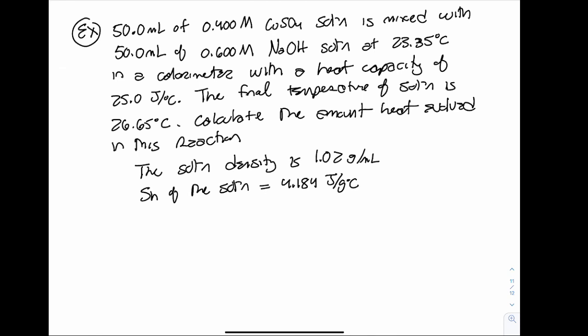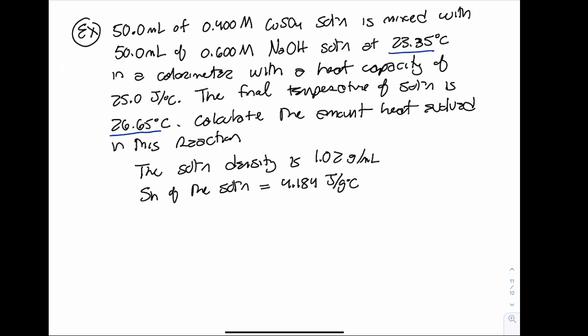So we know it's an exothermic reaction because of my temperature. Remember, the thermometer is stuck in the solution. I'm measuring the temperature of my solution, which is my surroundings, and it's going from 23.35 to 26.65 degrees. So the temperature of my surroundings is increasing, meaning my system is losing heat, so it's exothermic. I do have a calorimeter that we're listing a heat capacity for. If you're given a heat capacity for your calorimeter, it is absorbing some heat.